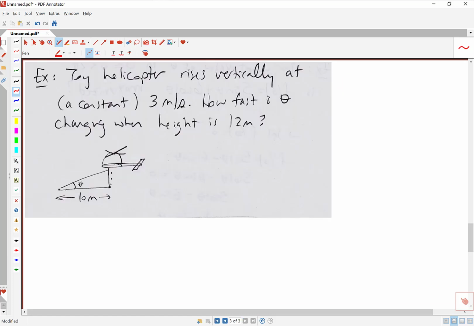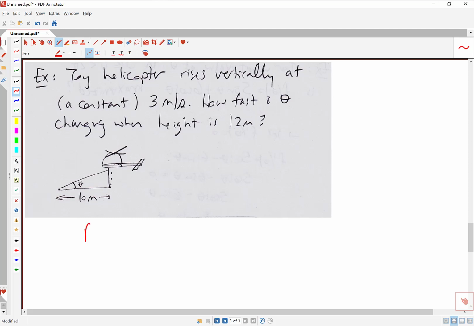So here's our next problem. A toy helicopter rises vertically at a constant 3 meters per second. How fast is theta changing when the height is 12 meters? So we've got a picture that comes along with this problem. We need the picture just because that's where the angle theta is identified. And we know that the angle is being measured from a distance that's 10 meters horizontally away from the position of our helicopter.